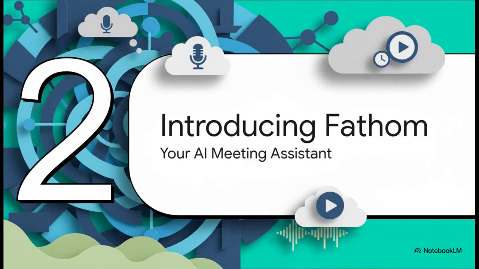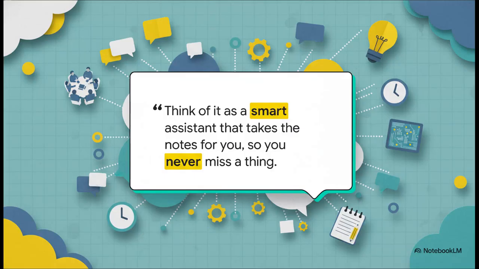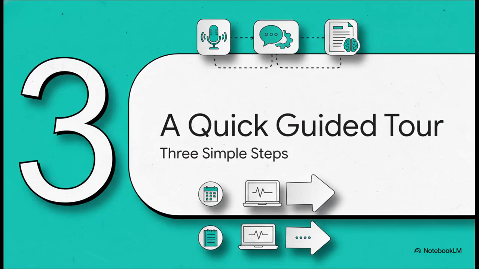Well, that brings us right to our next section, introducing Fathom. Think of it as your own personal AI meeting assistant. At its heart, what Fathom does is pretty simple. It takes all that administrative busy work off your plate. It records, it transcribes, and it summarizes your meetings for you, which frees you up to actually focus on the conversation. A really good way to think about it is like a smart assistant whose only job is to take the notes for you. That way, you never miss a single important detail and you don't have to type a thing.